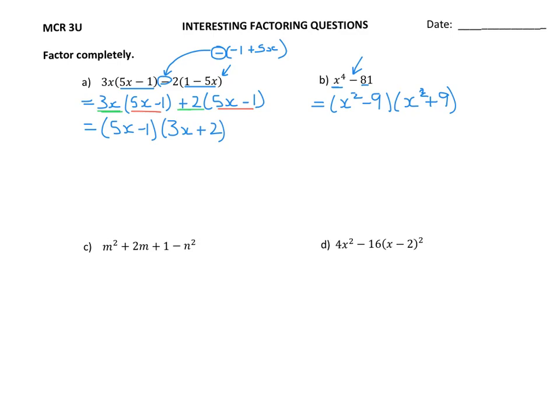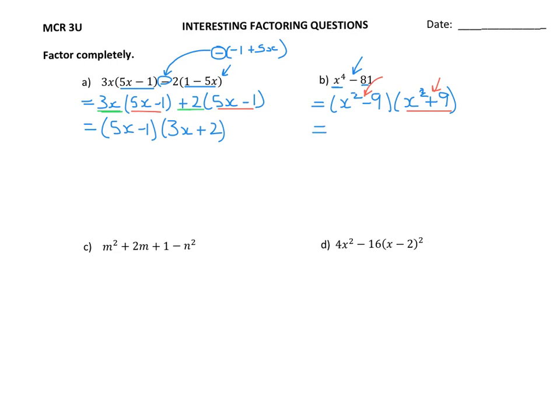Now, the thing with this is we can go a step further. This x squared plus 9 is not a difference of squares, and in fact, when you have a plus in between two perfect squares, that will never factor any further. But if I look at this one, I have an x squared, a perfect square, minus, a difference, and another perfect square of 9. That will factor further.